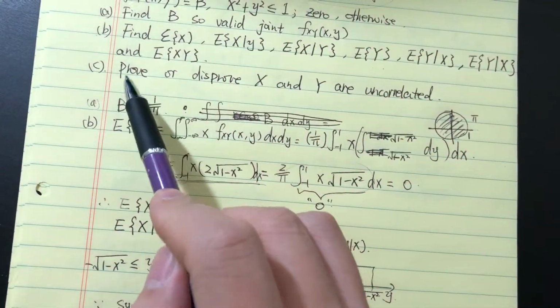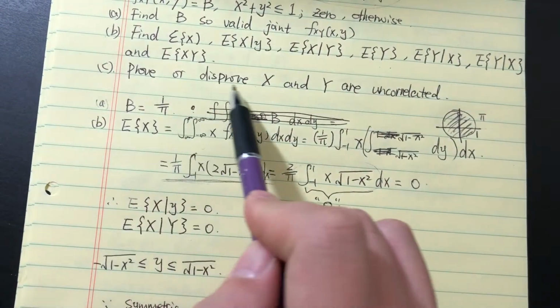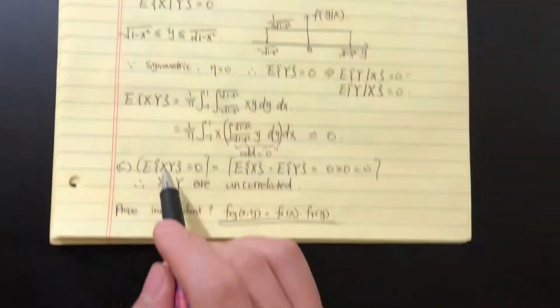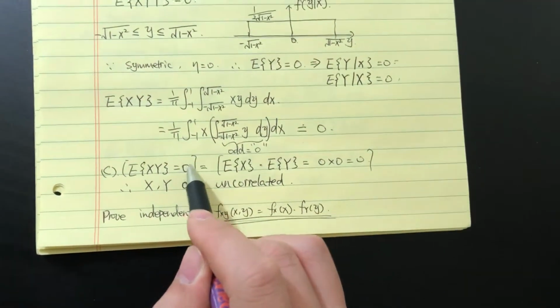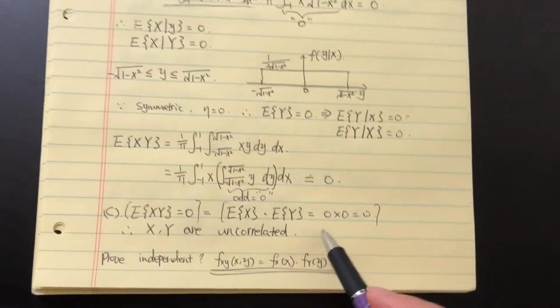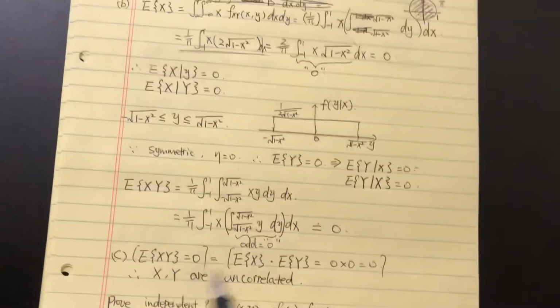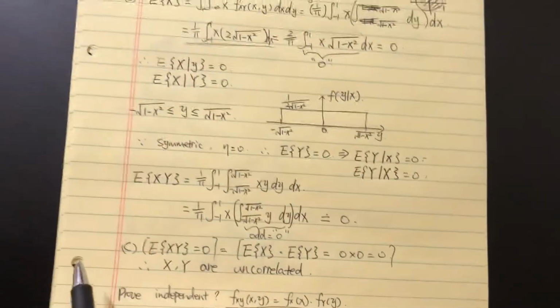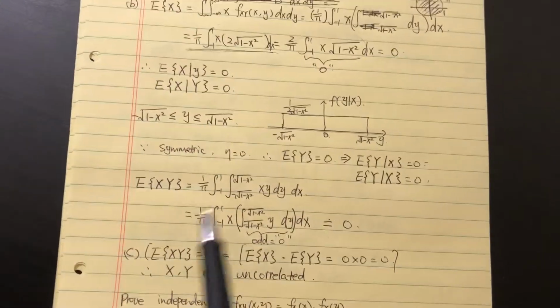And the third question, C: prove or disprove that X and Y are uncorrelated. So E[XY] is equal to 0, and E[X] times E[Y] is equal to 0 times 0, which equals 0, so they are uncorrelated. So this is question 2.